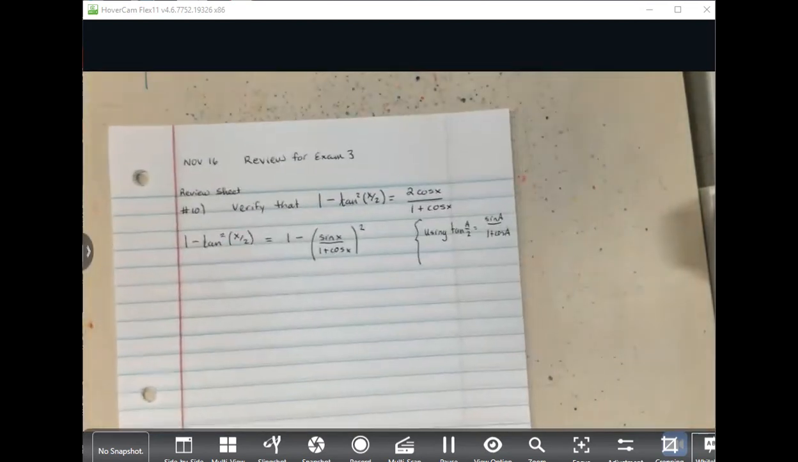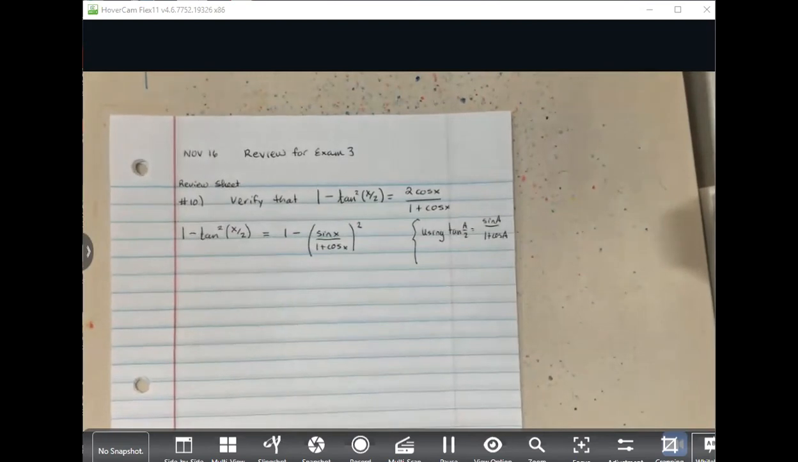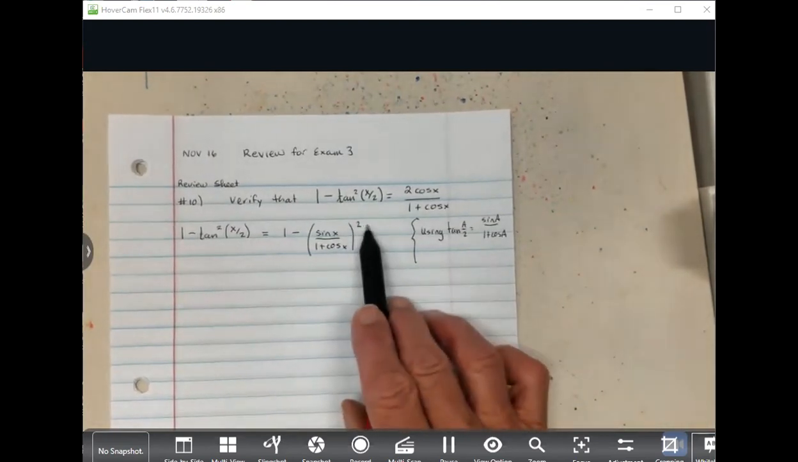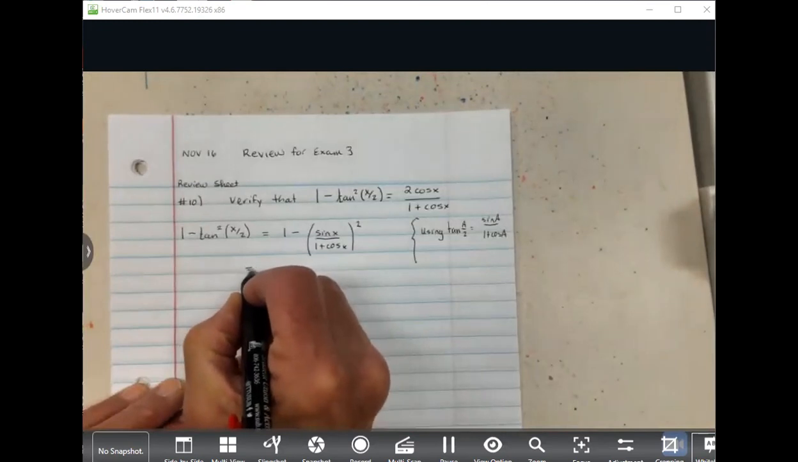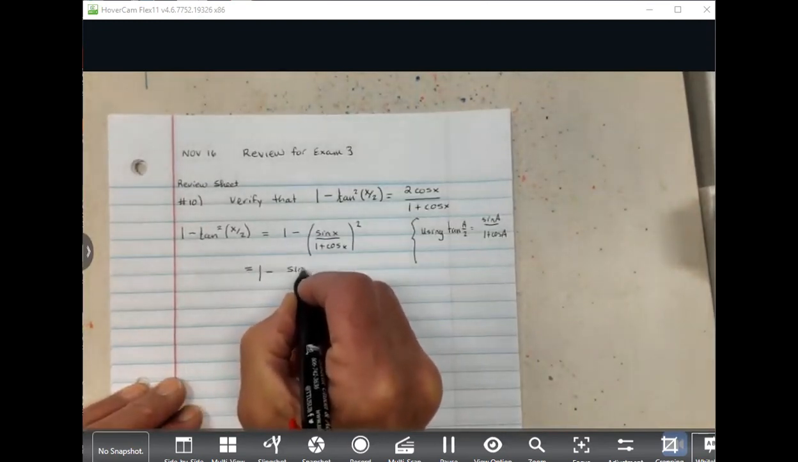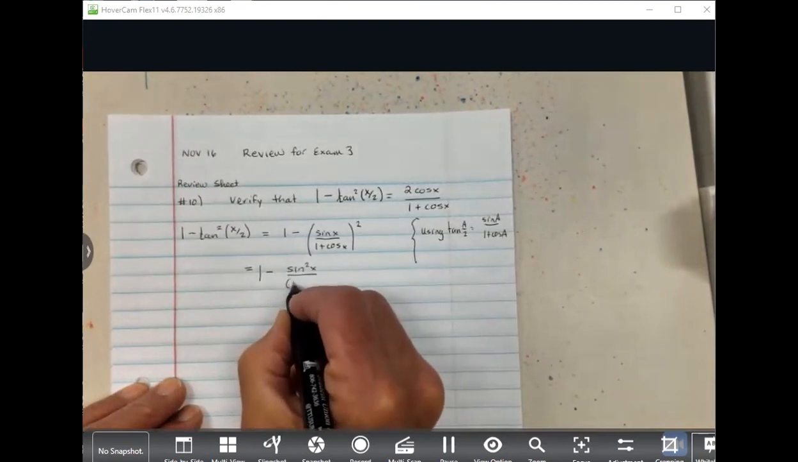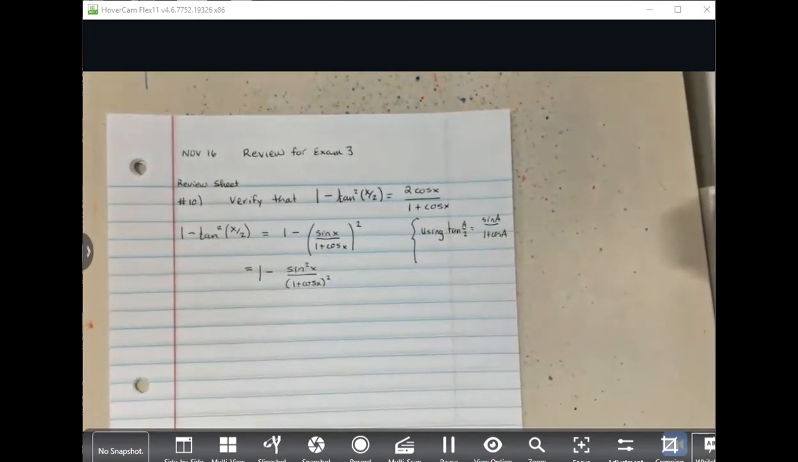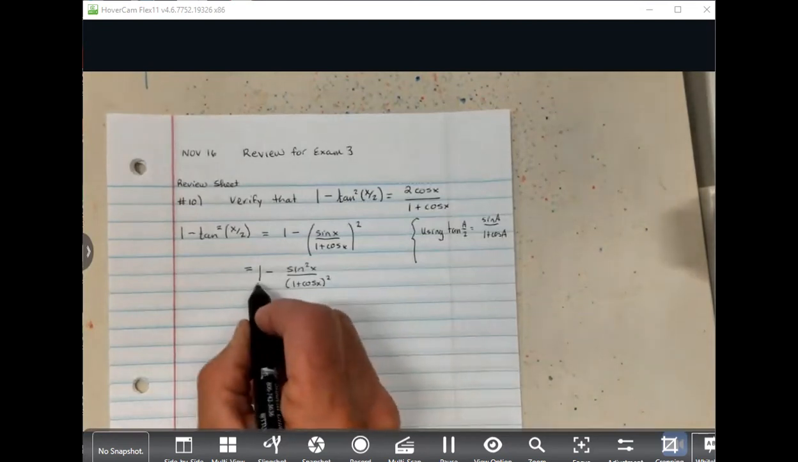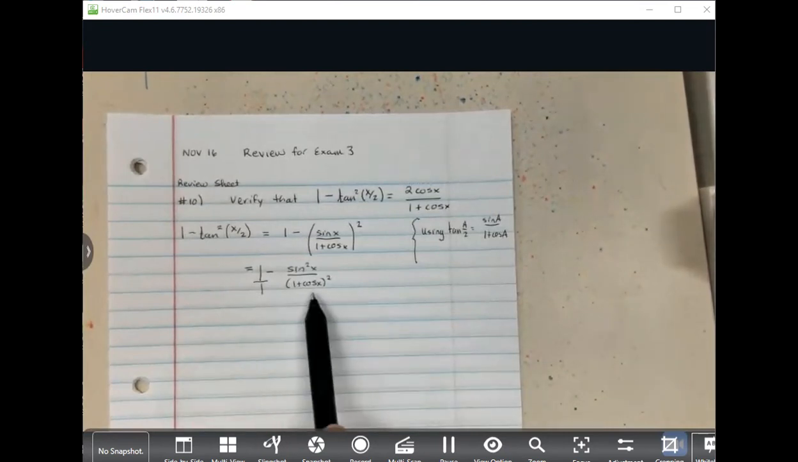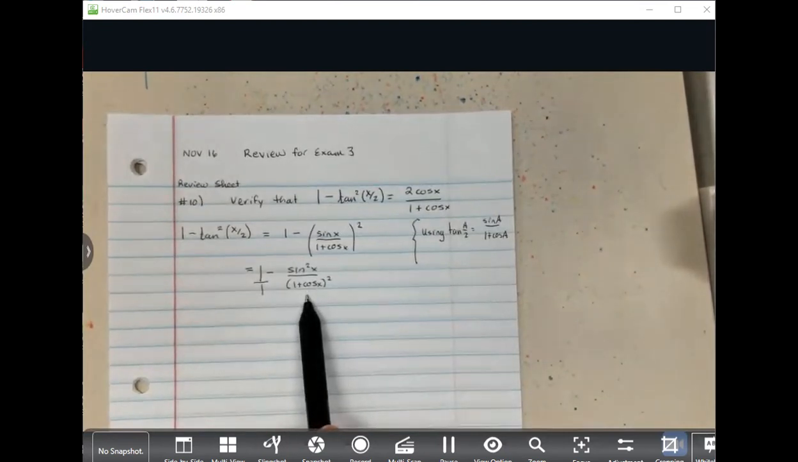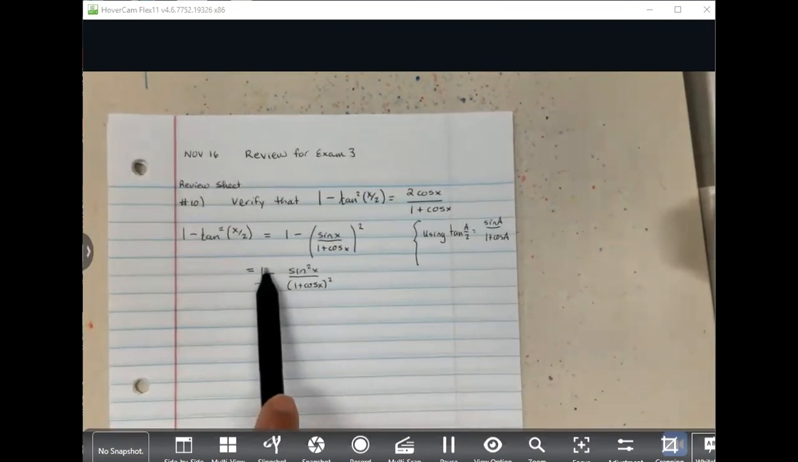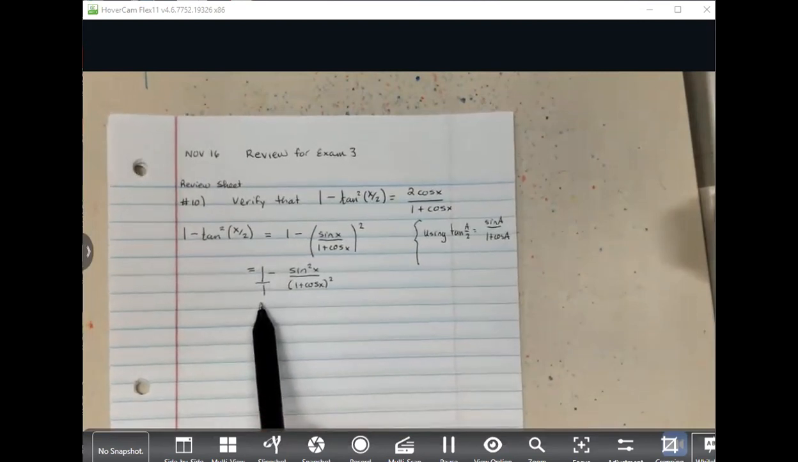Now when I square that, it's going to give me the square of the top divided by the square of the bottom. So I'm going to write that as sine squared of x over 1 plus the cosine of x, all squared. I've got to do some subtraction, but in order to subtract, I have to have a common denominator. So treat this as 1 over 1. The common denominator is the 1 plus cosine of x squared. So let's rewrite the 1 over 1 as 1 plus cosine of x squared over 1 plus cosine of x squared.